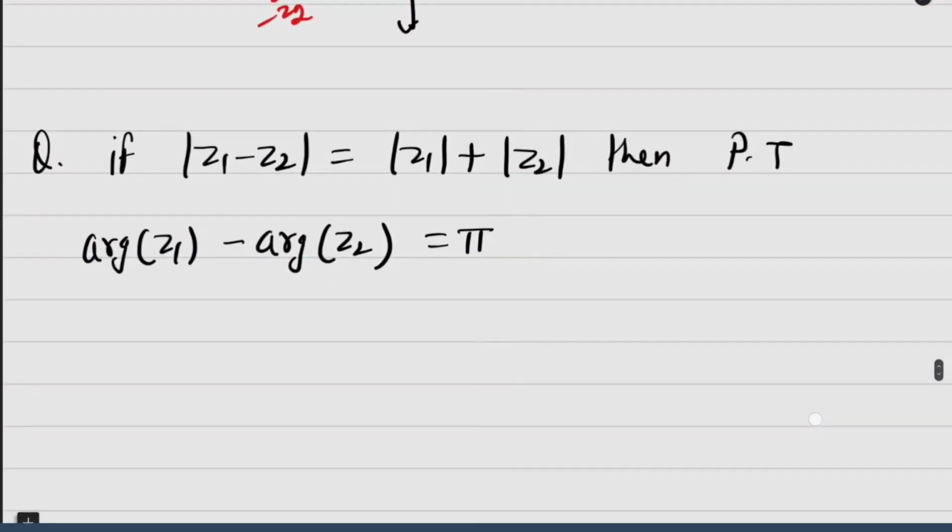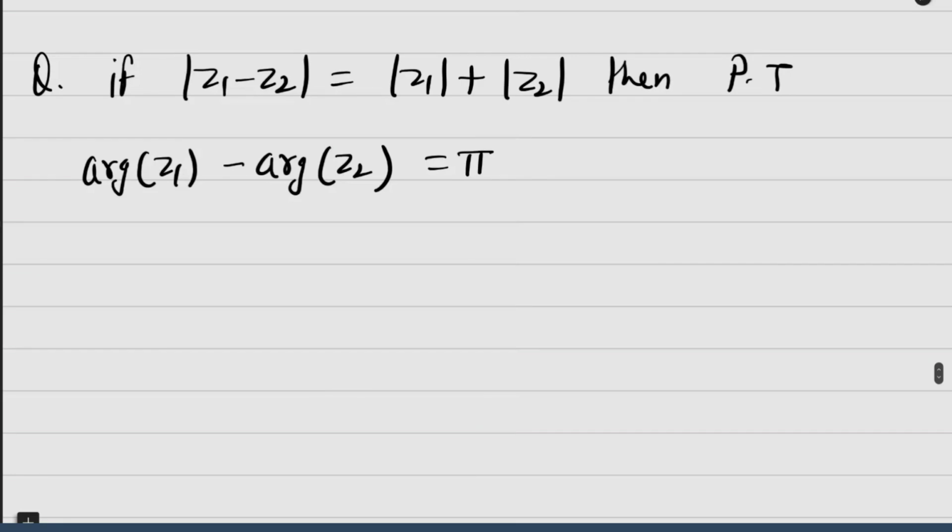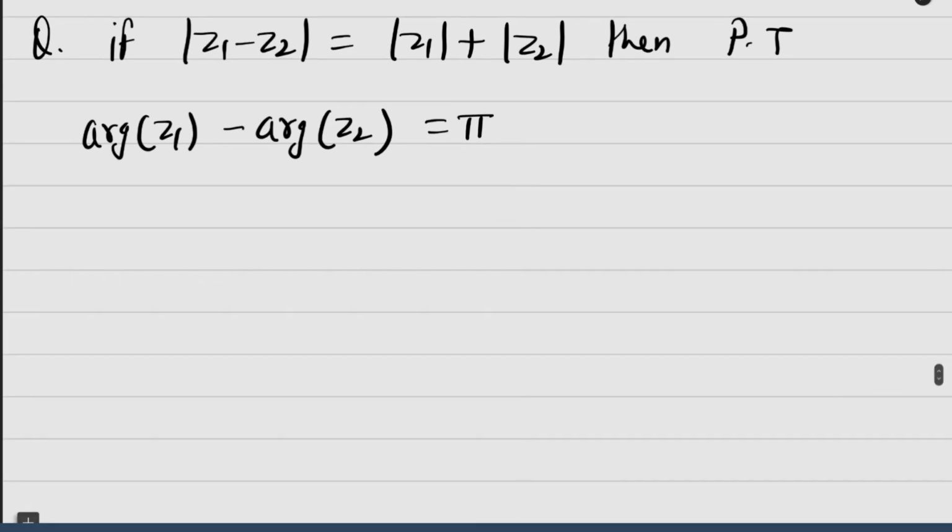Okay, solve another one. This one is very easy. Here it is given that the modulus of z1 minus z2 is equal to the modulus of z1 plus z2. Then prove that the argument of z1 minus the argument of z2 is pi. Okay, so it is very easy.